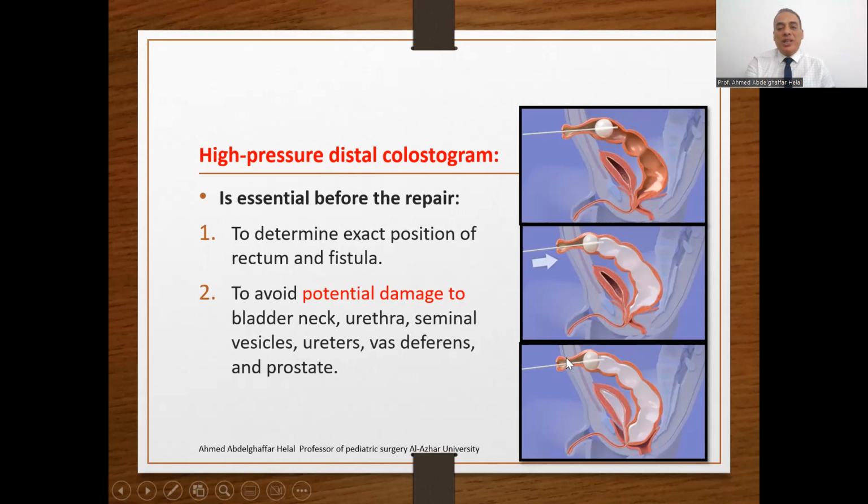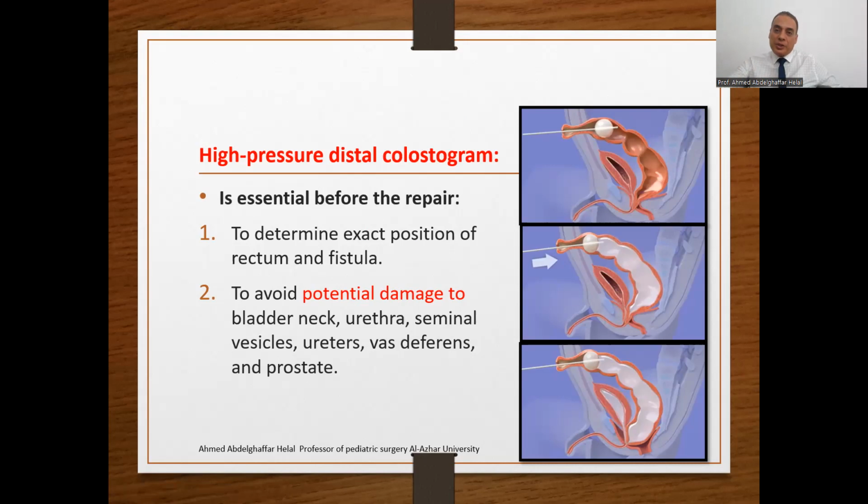And after that, we exert some hand-controlled pressure. This hand-controlled pressure will allow the dye to be forced through the fistula. This is a urinary bladder, and will define the rectal anatomy and fistula. So it's very important to perform a high-pressure distal colostogram.